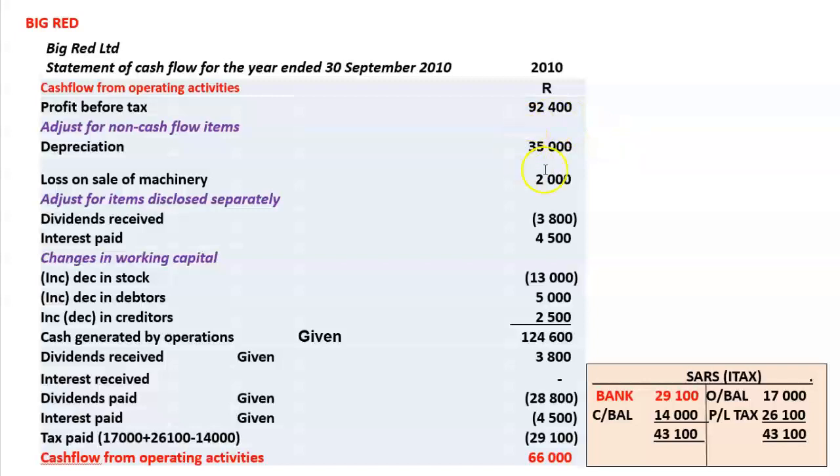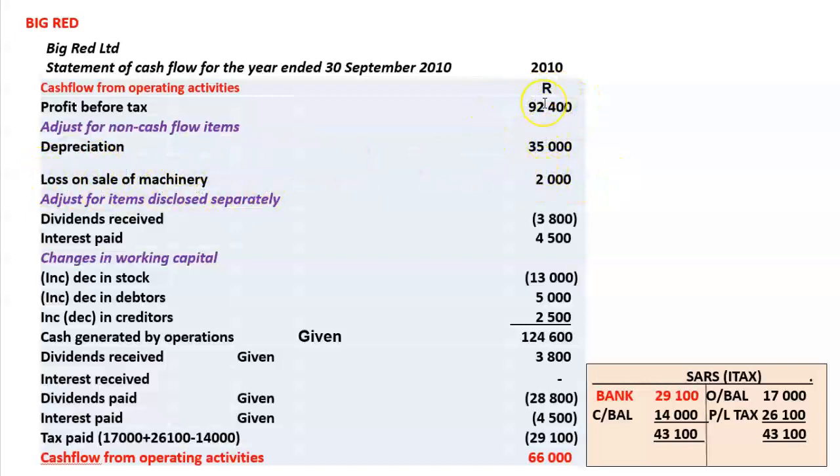So we're going to add back the depreciation. Why? Depreciation decreased profit before tax. So if I want to eliminate that, I have to increase my profit before tax again. And the same thing applied to our loss on the sale of the machinery. That loss reduced your profit before tax.